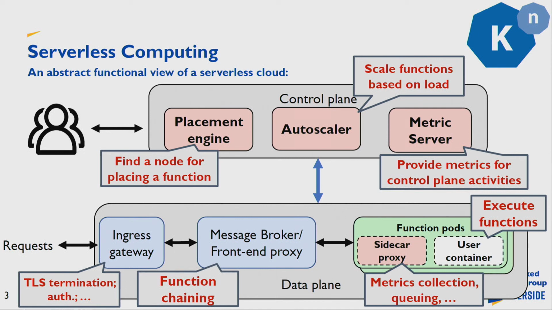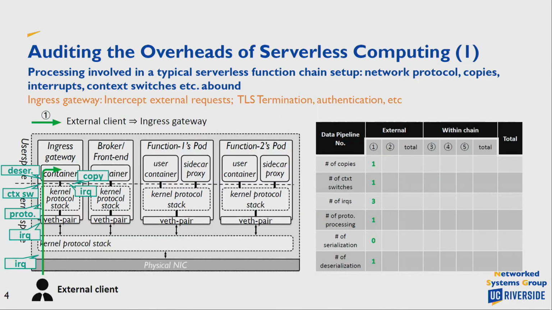This is very critical because with function chaining support, users can take advantage of the microservice paradigm and build complex cloud applications as a composition of individual service functions. The last key component I'd like to mention is the function pod. It is used for function execution, and it has two parts. The first is the user container, which is the one really used for application execution. The second is the sidecar proxy. It provides several important functionalities like metrics collection, queuing, and health checks, which are all used for the control plane's responsibility.